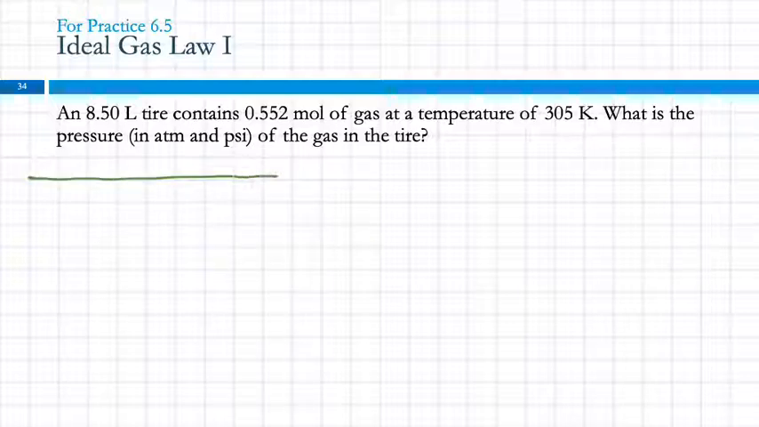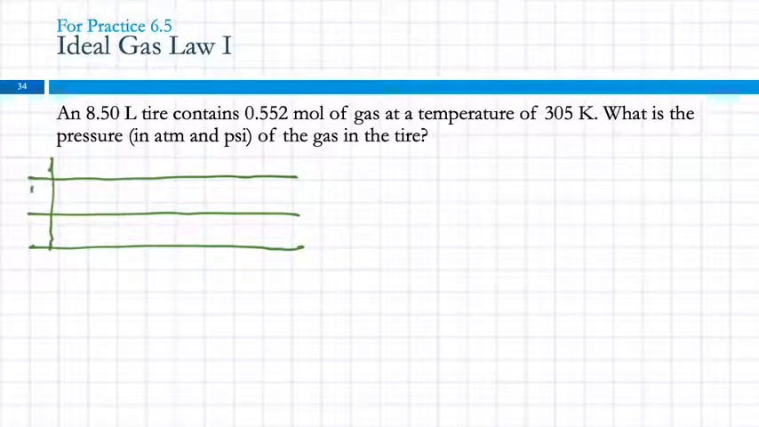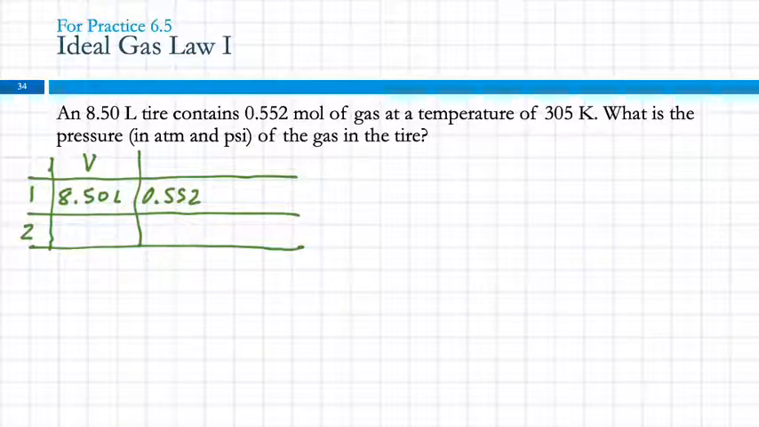So if we do it that way, I'm going to start making a table, same way I did for the other ones. I've got 1 and 2. So the first thing I come to is 8.50 liters. Well, liter is a unit of what? Volume. So I'm going to call this column volume. And next I get 0.552 moles. And what letter do we use for that? N. N for number of moles. And then I get 305 Kelvin.